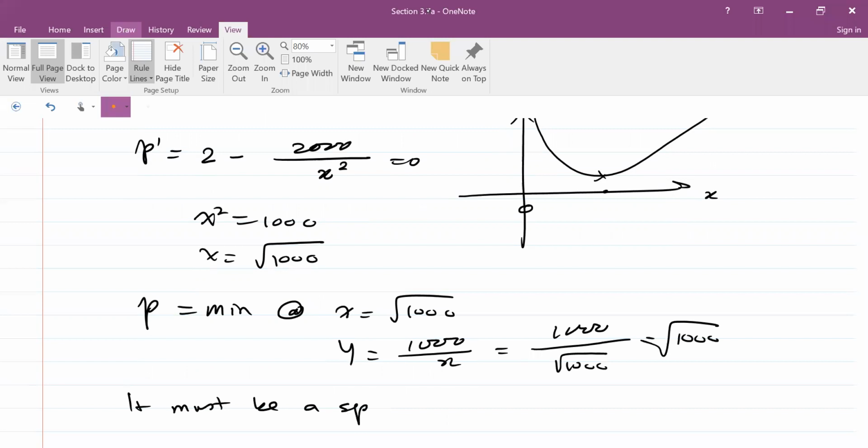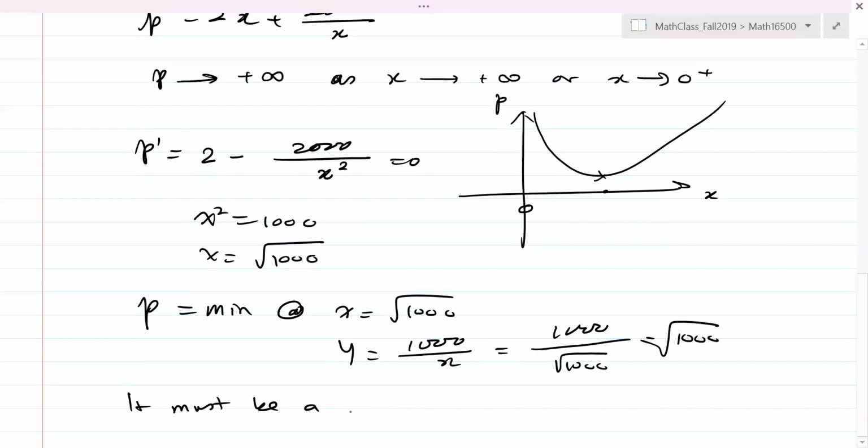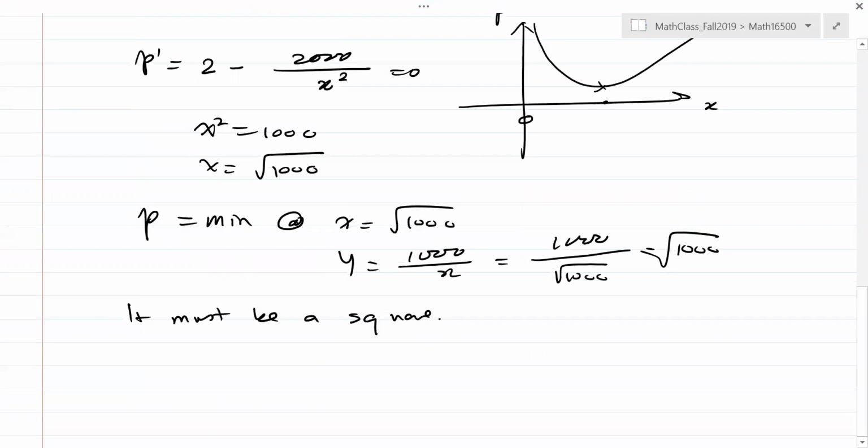Among all the rectangles, the perimeter has a minimum value. Among all the rectangles with a fixed area, the square has the least perimeter.